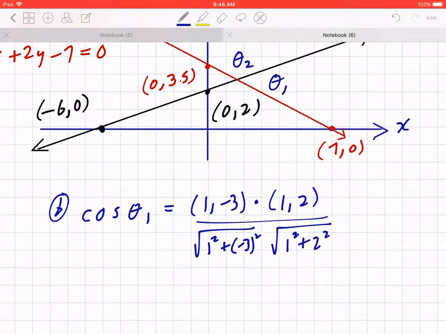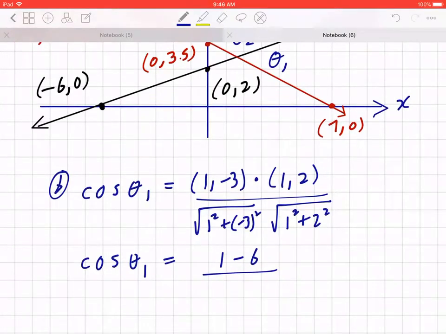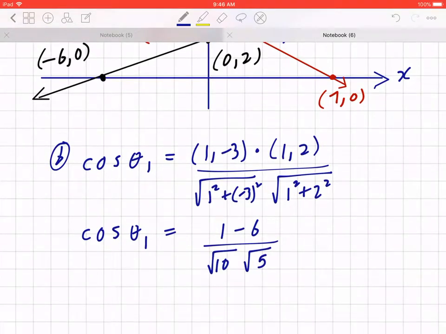When you work this out on the right-hand side, this equals to 1 times 1, that's going to be 1. Negative 3 times 2, that's going to be negative 6. If you look at the denominator, that's going to give you 1 plus 9, that's going to be root 10. And 1 plus 4, that's going to be the square root of 5. This implies that cosine theta 1 equals to negative 5 divided by the square root of 50.